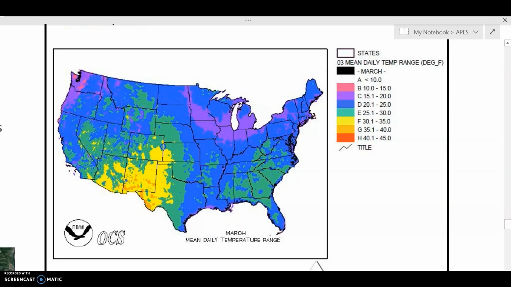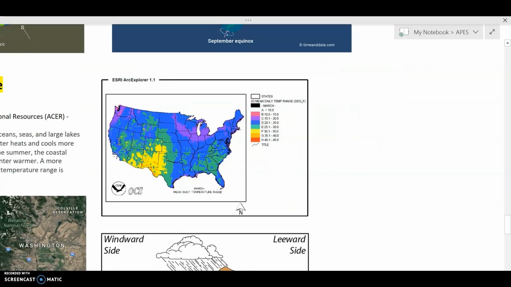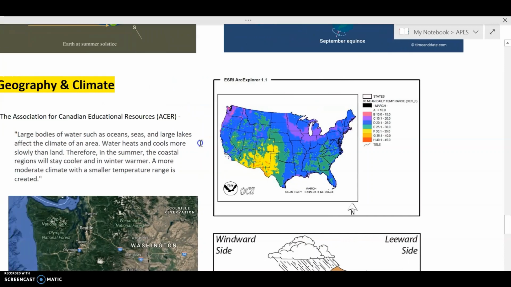It's simply because areas inland without a large body of water are not going to have that water to stabilize their temperatures like somewhere around a coast or near a Great Lake or a river or something of that sort.